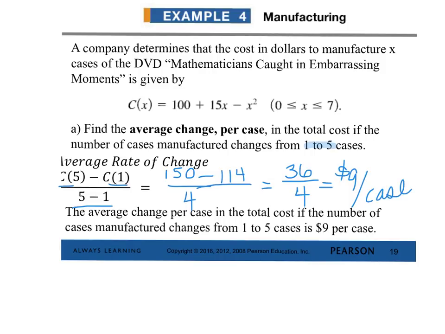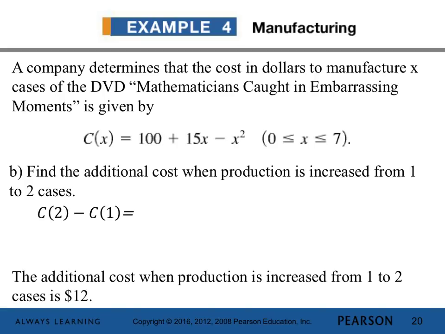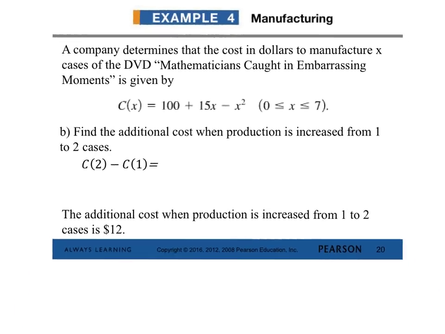And so the correct statement for your conclusion says the average cost per case and the total cost, if the number of cases manufactured changes from 1 to 5, is $9 per case. And notice that verb tense, it is that much. It would be okay to say it is that much or it was that much.